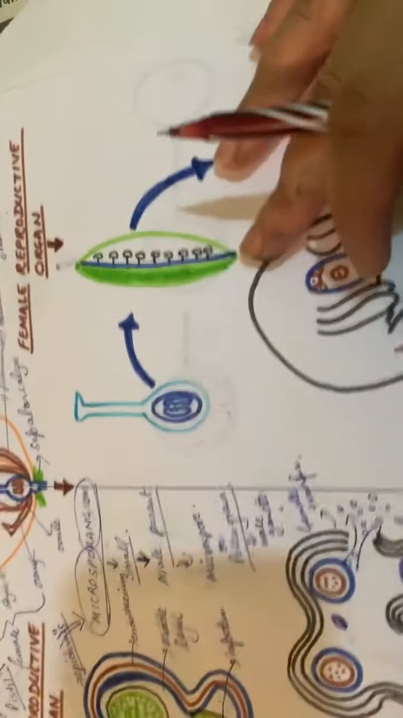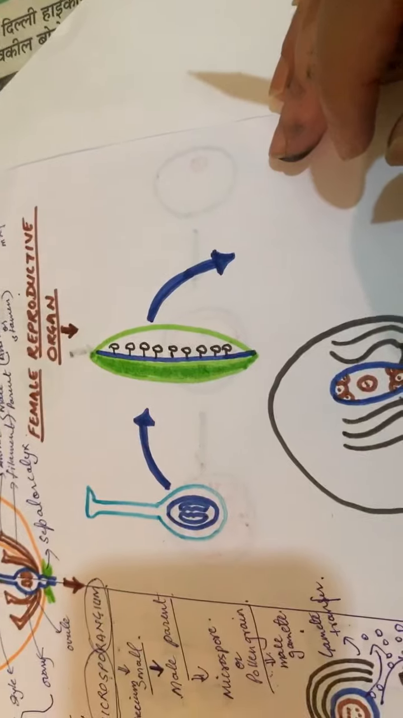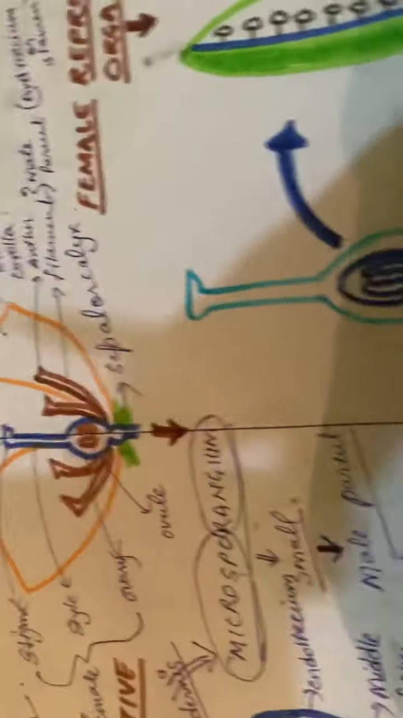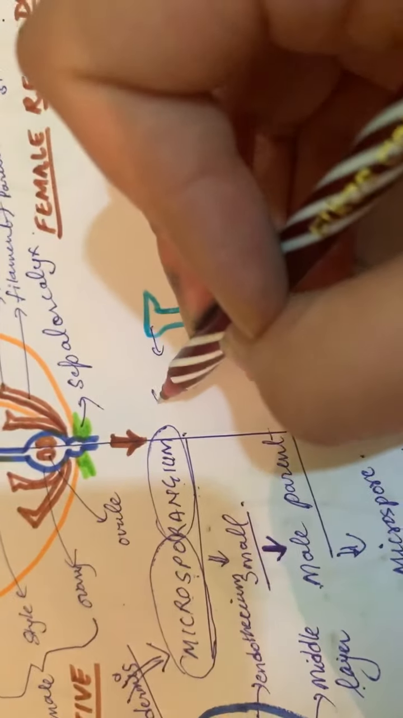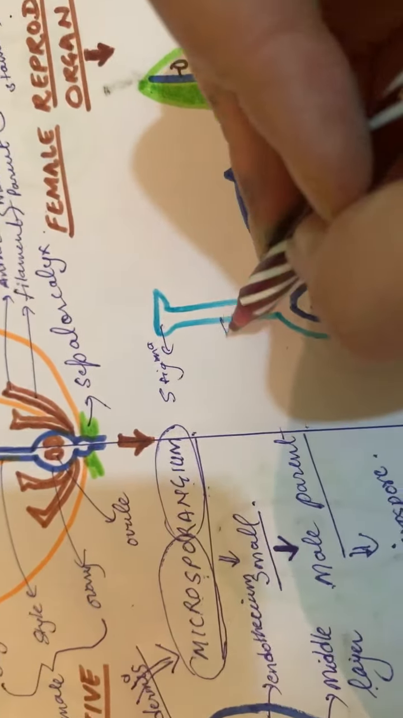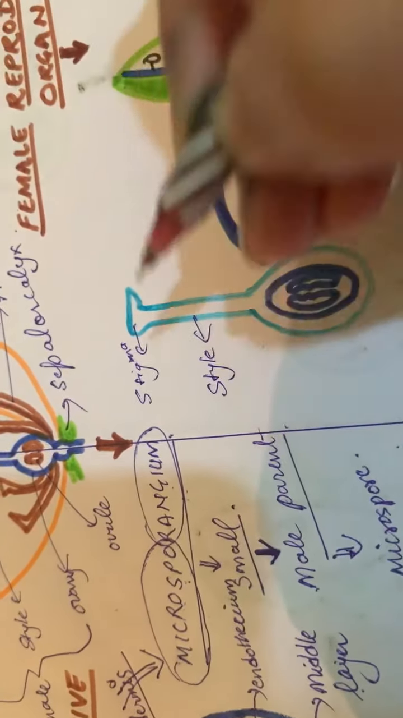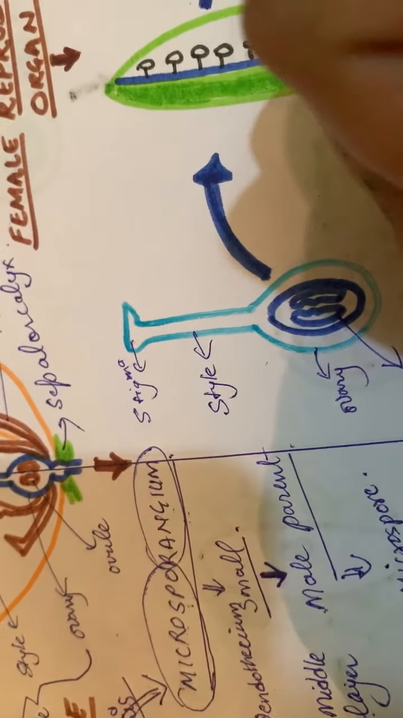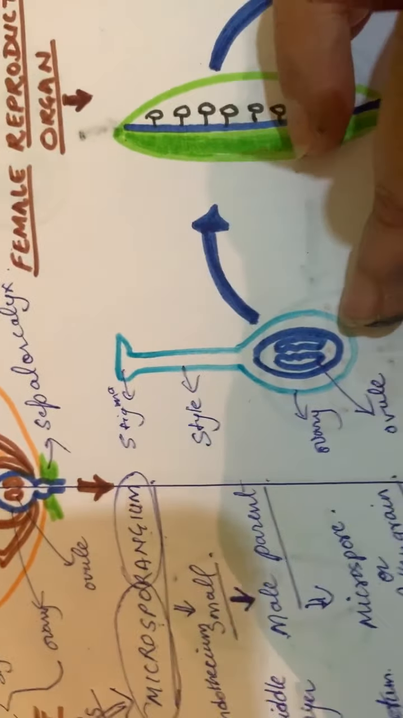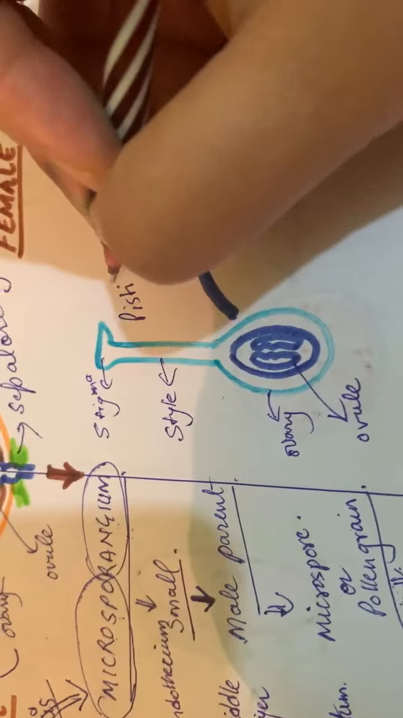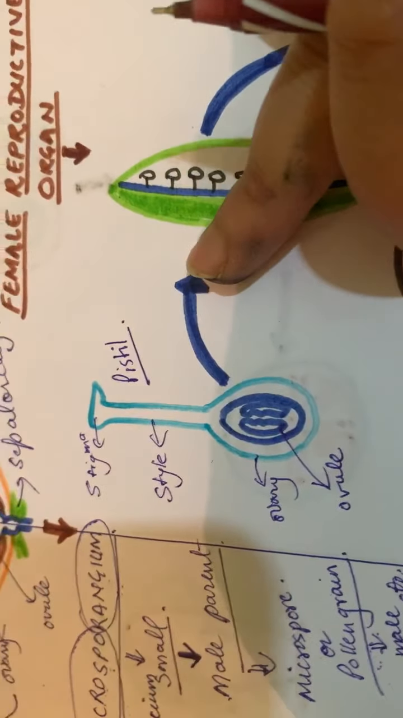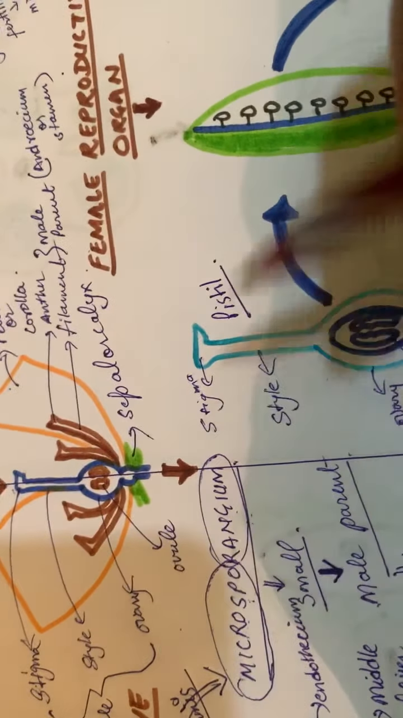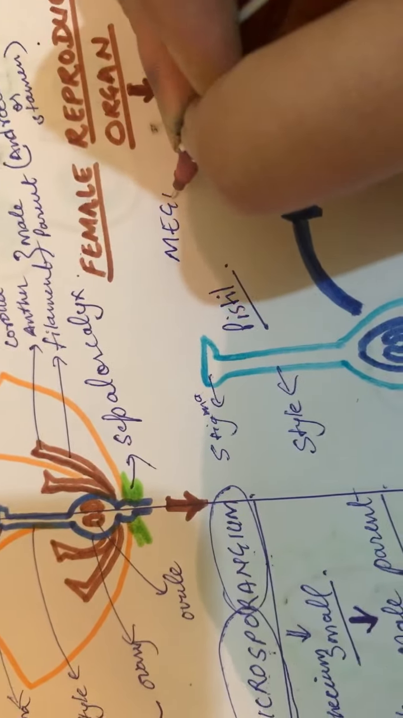Okay. Lately, now if we see, a female reproductive organ comprises of this center part. If you remember in this diagram, what is this? This is stigma, this is style, and this is ovary. And inside the ovary is ovule. This is the whole part of a pistil. What is a pistil? A female reproductive organ. And what is the name of a female reproductive organ? Here the male reproductive organ was microsporangium, and here it is called megasporangium.